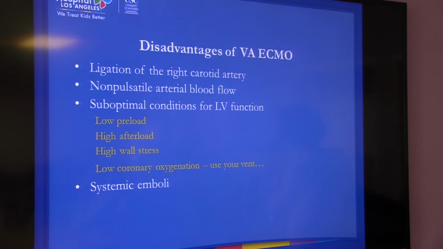So even if this was saline primed, all the plasticizers that are within that create an inflammatory response in the body itself, and so you can see decreased function just because of that. But in addition, these circuits are primed with blood, and so it takes at least a unit of cells to prime the circuit. So if there are PRBCs in that circuit, what do you suppose happens as a consequence of having PRBCs in that circuit?